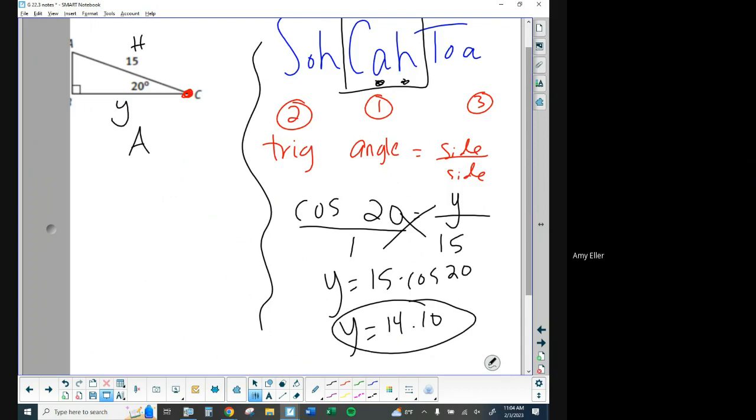So don't worry on your homework when you have two variables. When finding x, ignore y. When finding y, ignore x.